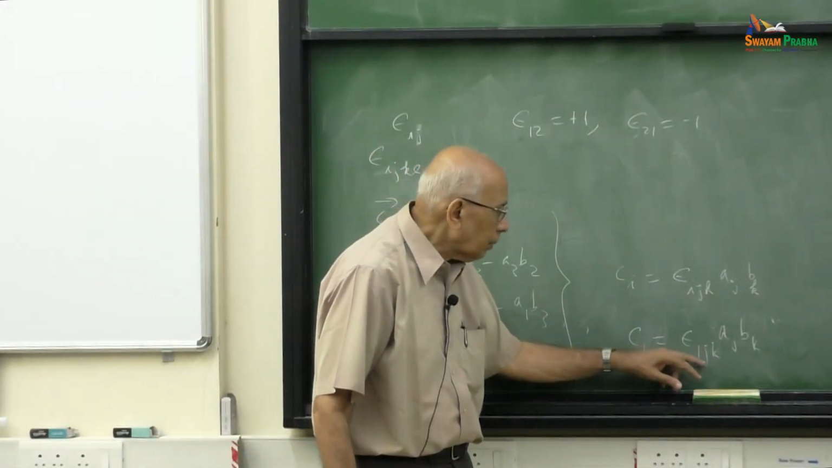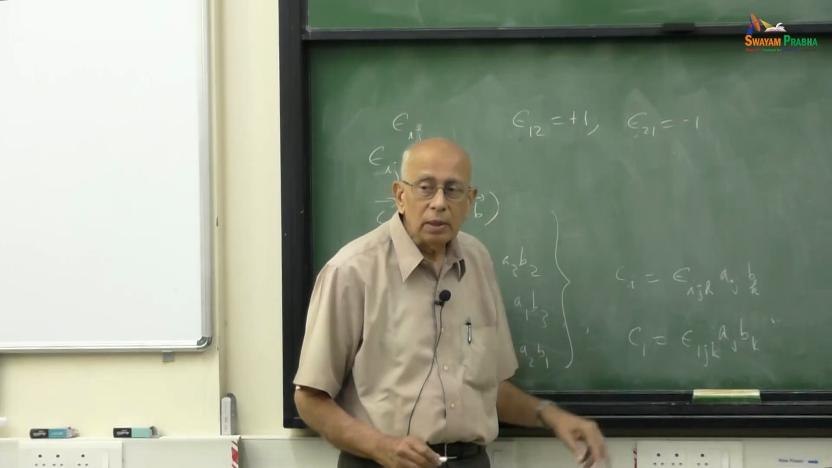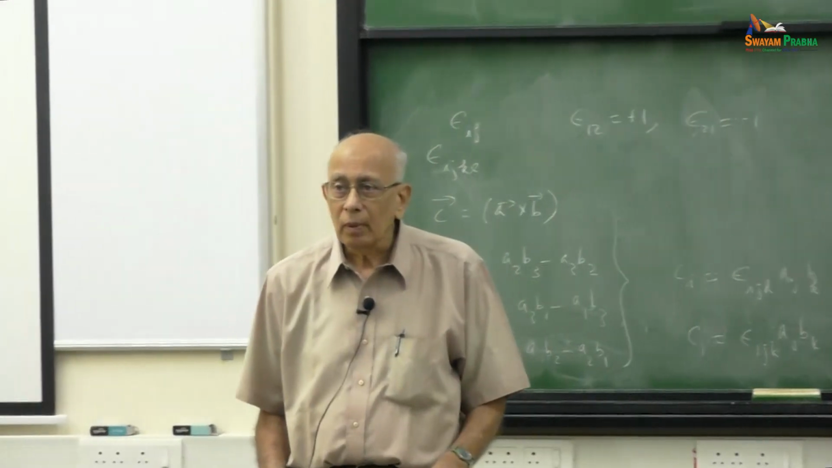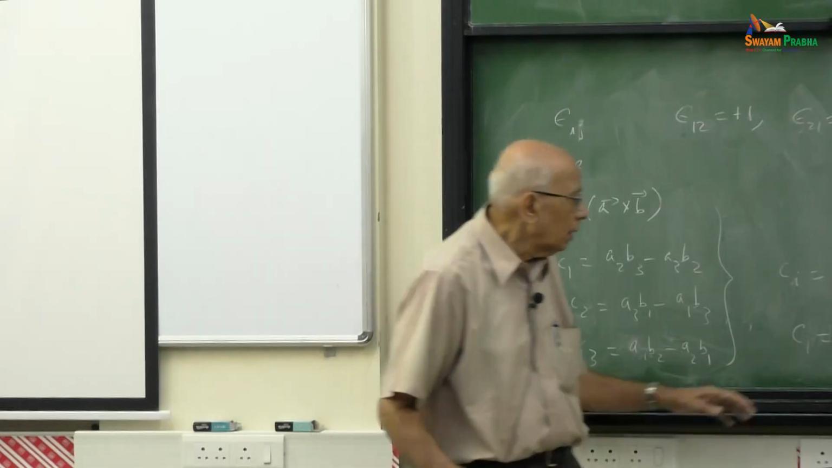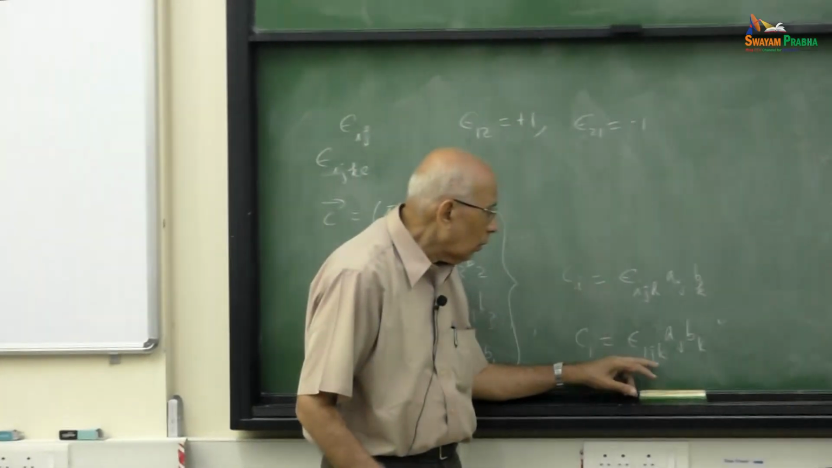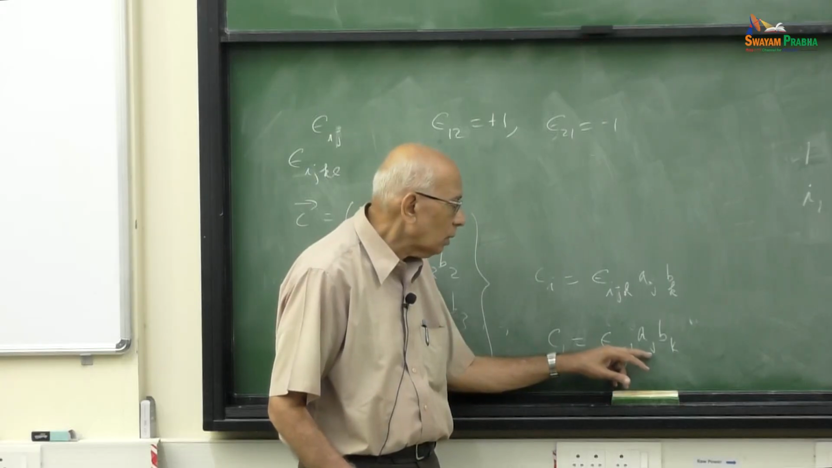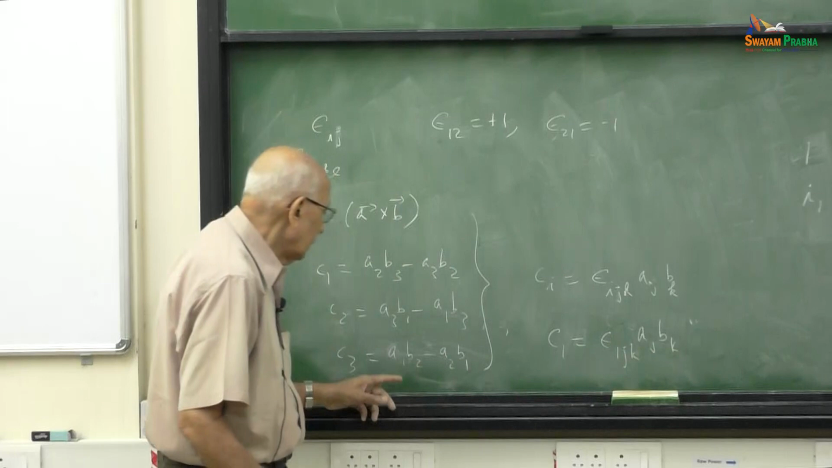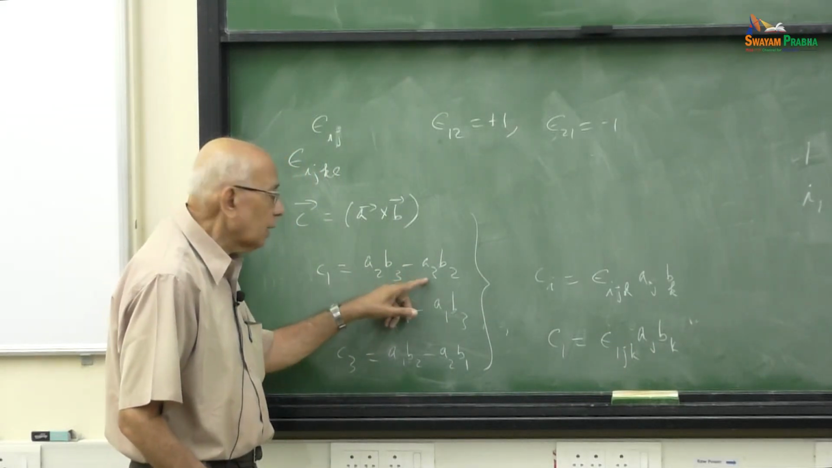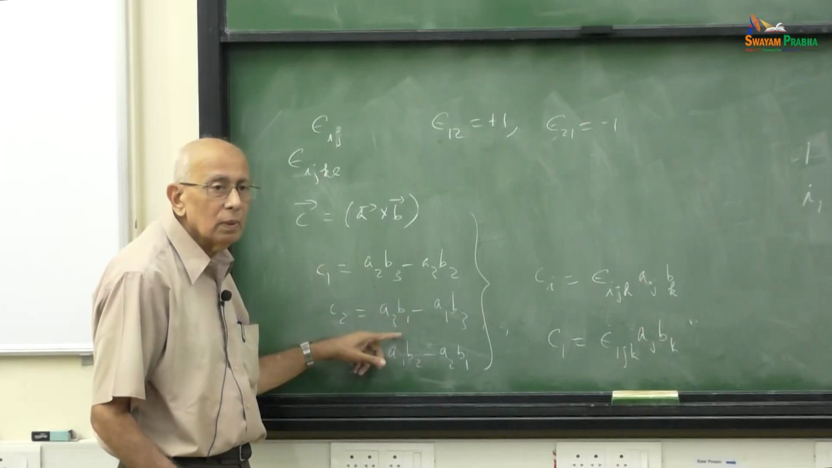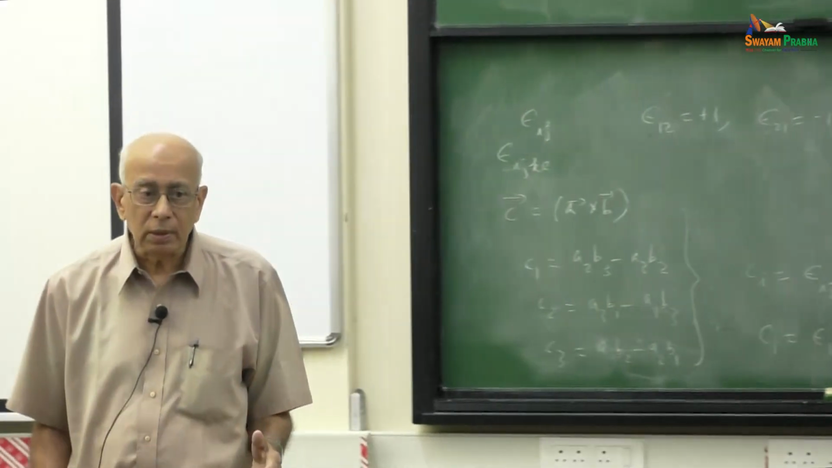In epsilon_1jk, the first index is taken away by 1. So j and k must run over the indices 2 and 3, because epsilon_11something would be 0. Right? So this could be either epsilon_123 or epsilon_132. If it's 123, it's a plus 1, so this is a2 b3. Otherwise it's minus, and it's a3 b2. So this is an extremely simple way of writing down the cross product of two vectors.